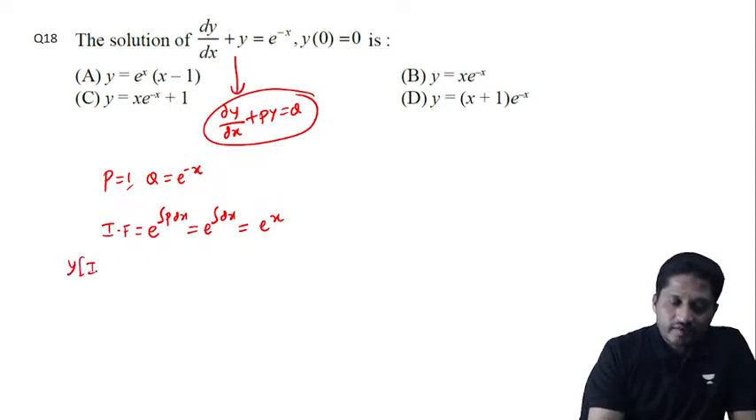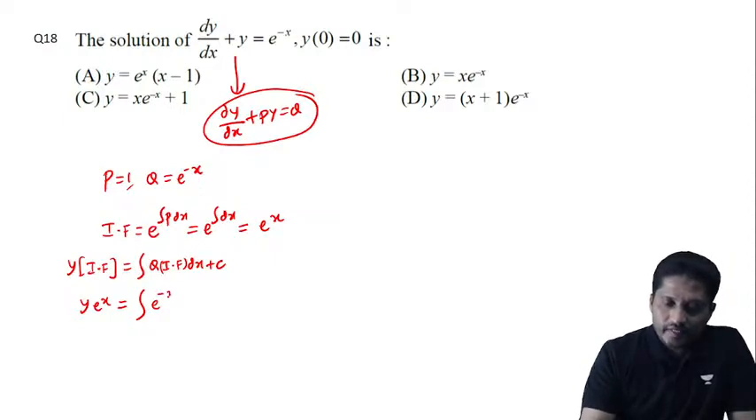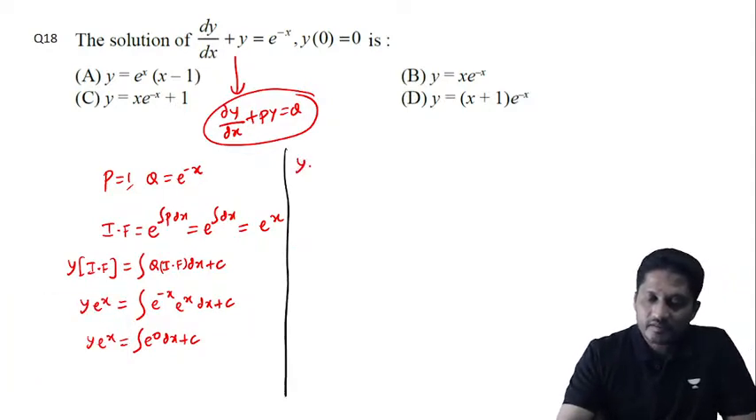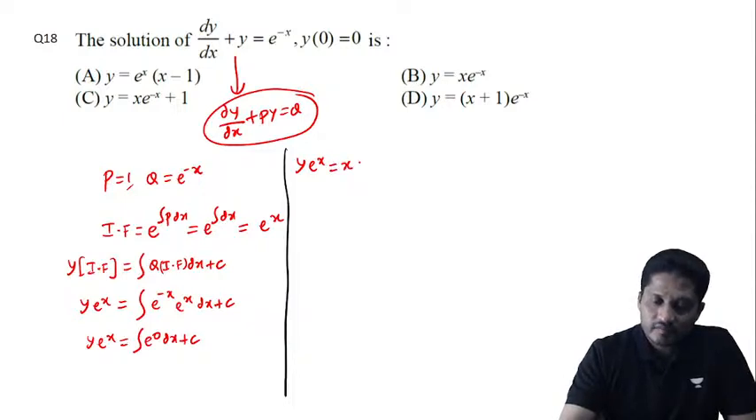Solution is y into integrating factor is equal to integral q into integrating factor dx plus c. Y into IF, which is e power x, is equal to integral q into IF. Q is equal to e power minus x, IF is e power x, dx plus c. So y into e power x is equal to integral of e power 0, which is 1. Right, now this can be written as y into e power x is equal to integration of dx, which is x plus c.